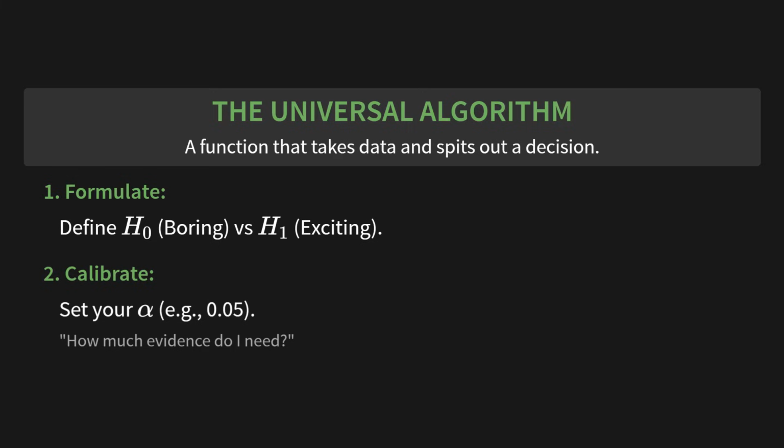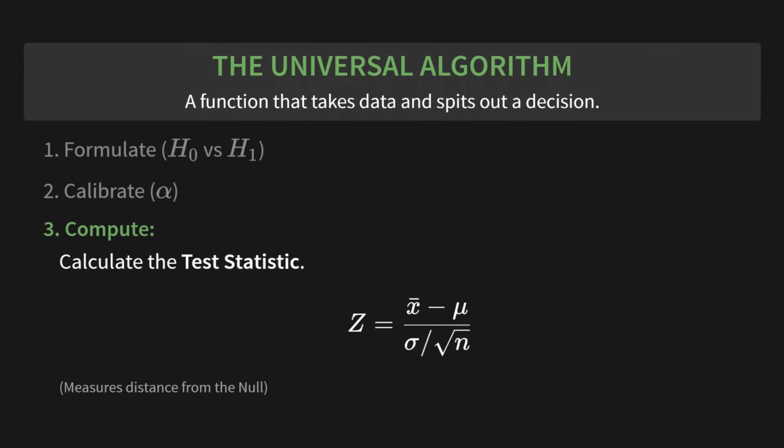Okay, so we formulated and calibrated. What's next? Step 3, compute. This is where you calculate a test statistic. Now, look at this formula here for Z. Don't worry about memorizing it right now. All it's doing is measuring how far your data is from that boring null hypothesis. How weird is your result, really?